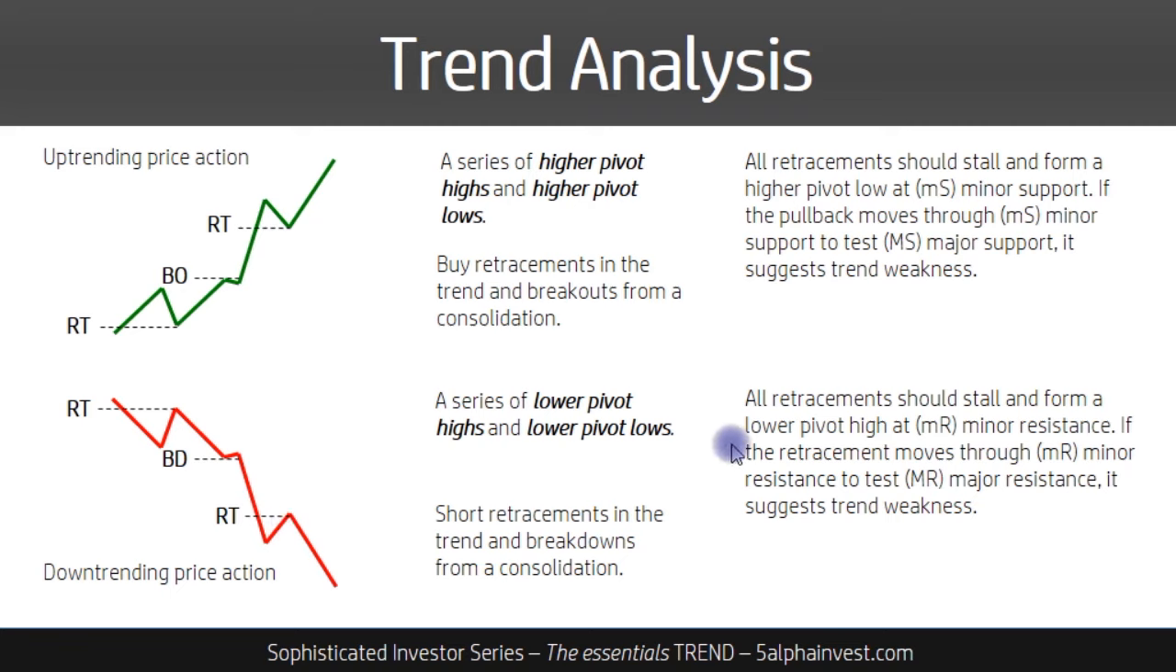So ideally, the ideal way to approach this would be with all retracements, they should move up and stall and begin to form a lower pivot high at an area of minor resistance. So we'd be looking for this to move up here, begin to roll over to form a lower pivot high at potentially... RT means retrace, BD means breakdown, and sorry, I forgot to refer to it over here. This is a breakout here, BO is breakout, RT is retrace.